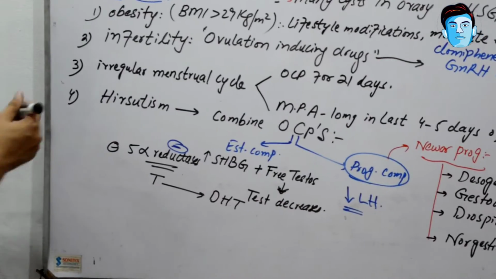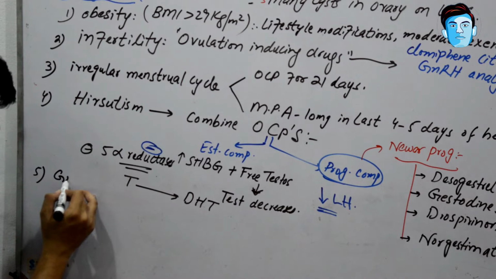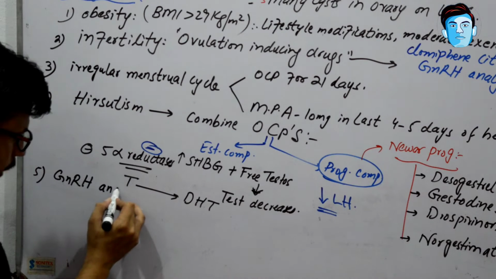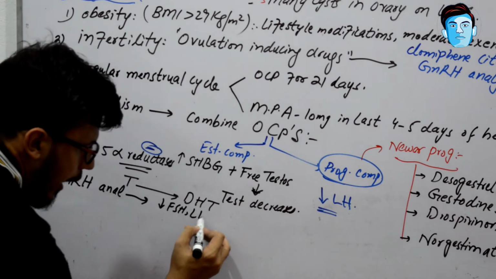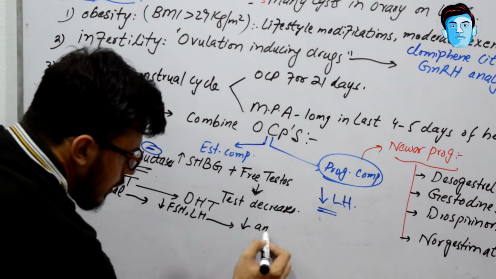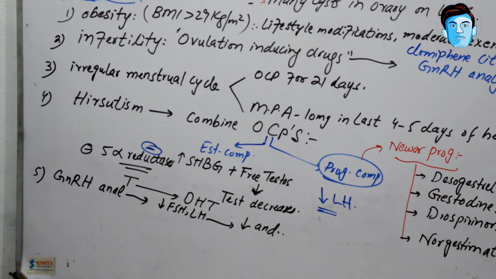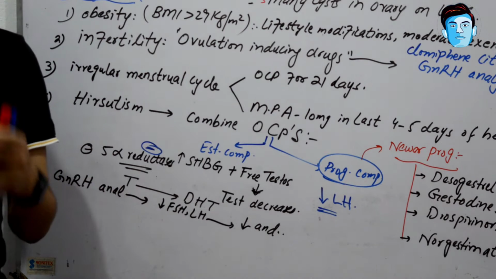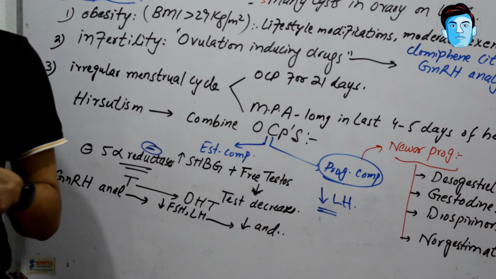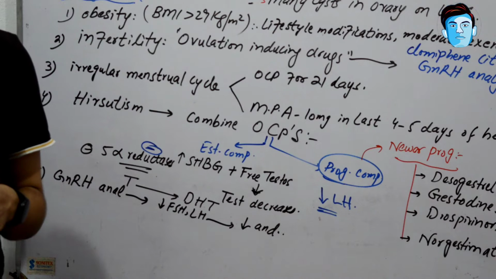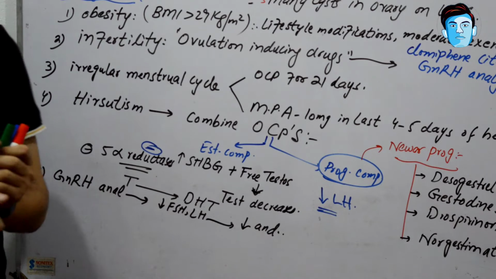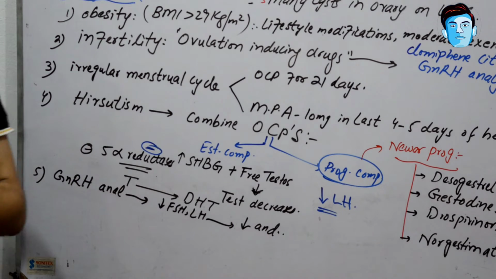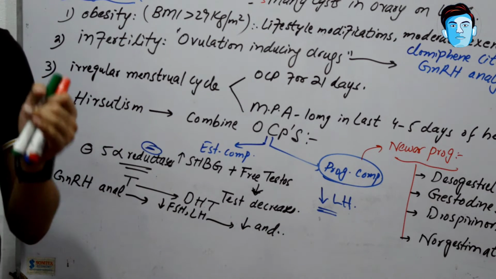Now, also we can give the GnRH analogs. These GnRH analogs decrease the level of FSH and LH, and ultimately decrease the level of androgen. But the problem is, if you give the GnRH for a very long period of time, then it can create certain side effects in the form of postmenopausal symptoms, like hot flashes, osteoporosis and all those symptoms. So you can't give it for a very long period of time because of their lot of side effects.